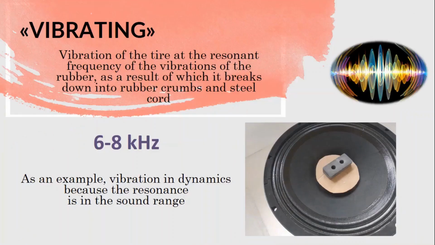And the second part of the name is vibrating. It's vibration of the tire at the resonant frequency of the rubber, as a result of which it breaks down into rubber clump and steel cord. And we found out that this frequency is from 6 to 8 kHz, and it depends on chemical composition.